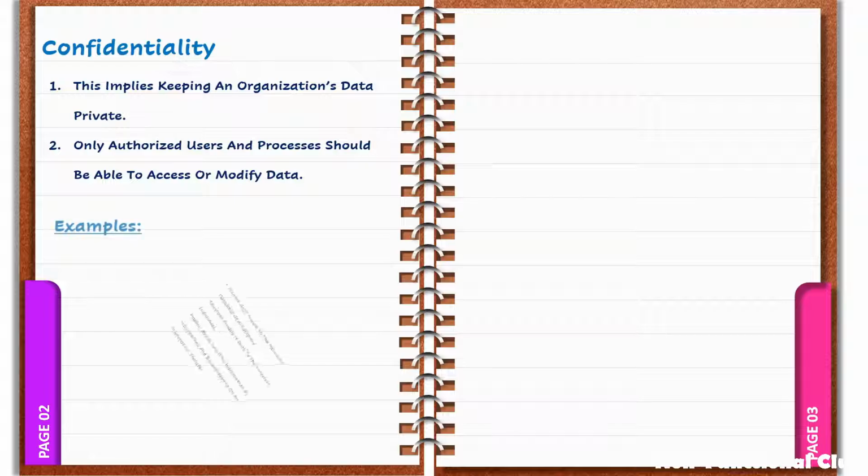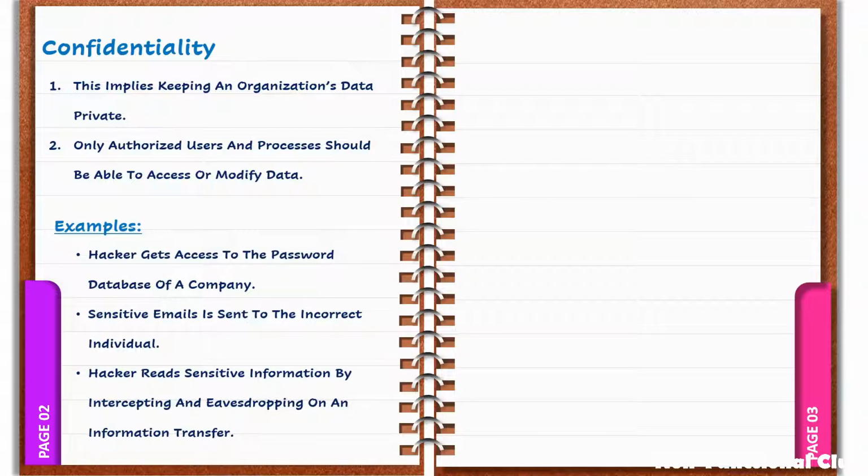We will look into a few examples. So how can confidentiality be breached? For that, if a hacker gets access to the password of maybe the database of your company, then obviously he is as good as an authorized user for the database, and he can breach into the system and do some attacks on it.